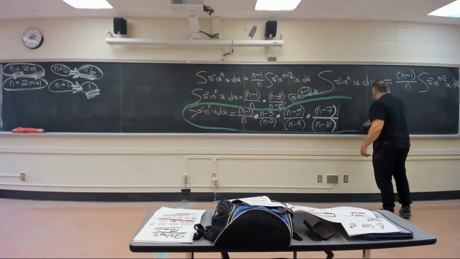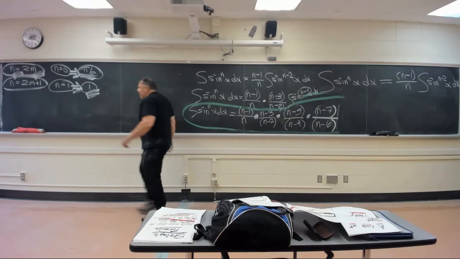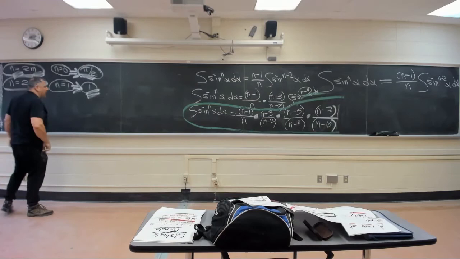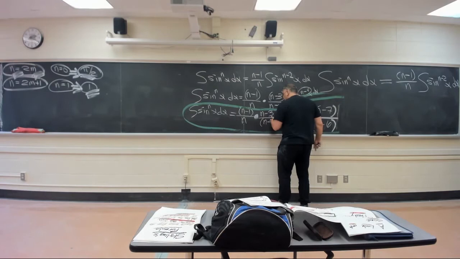Okay, so let's talk about the odd scenario. n as in Nancy was 2m. What if n is 2m plus 1? I'm going to have to put 2m plus 1 in here. 2m plus 1 minus 1 is 2m. This is 2m plus 1. 2m plus 1 minus 3 is 2m minus 2. This is 2m, this is 2m minus 2, this is going to be 2m minus 4, this is going to be 2m minus 6.